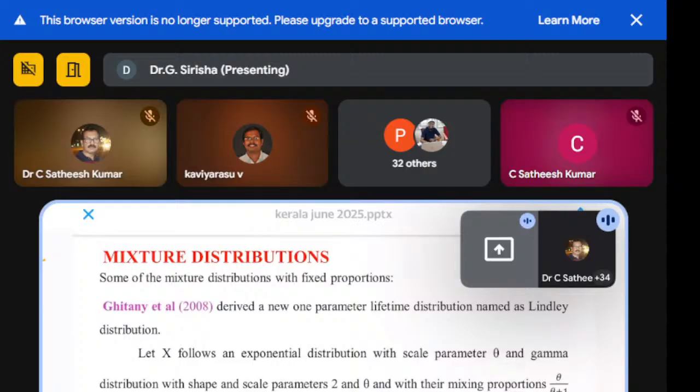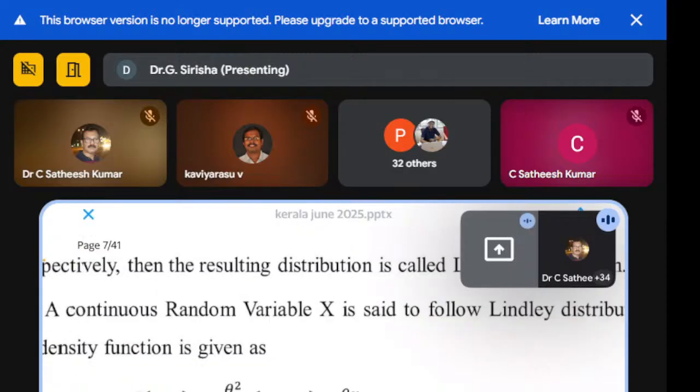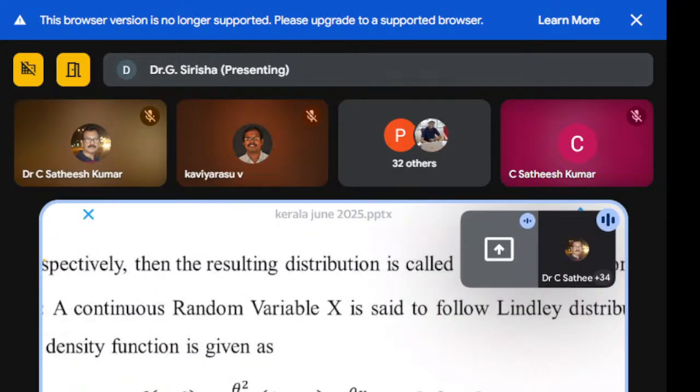By taking a linear convex combination of these two distributions, the density has been obtained as shown. Hope you are able to see the screen, sir. This is the density which they have derived, the density for a Lindley distribution.